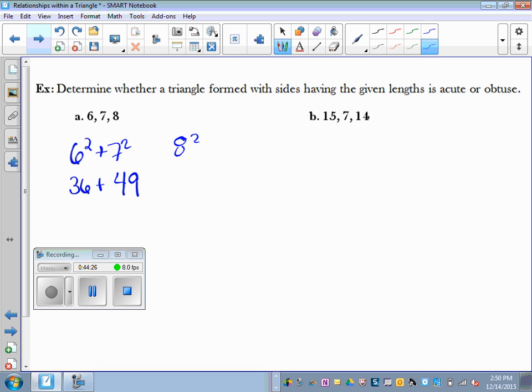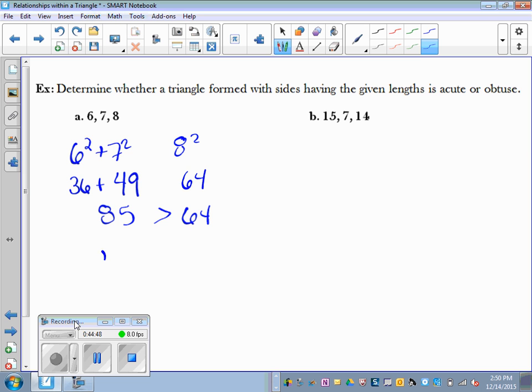And 8 squared is 64. What is 36 plus 49? 85, which is greater than 64. So my longest side squared is smaller than the sum of the other two squares. So what does that mean for us? It's acute. If your longest side squared is less than the sum, it's acute.